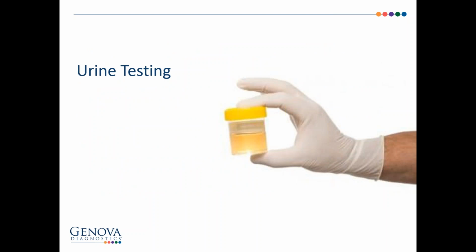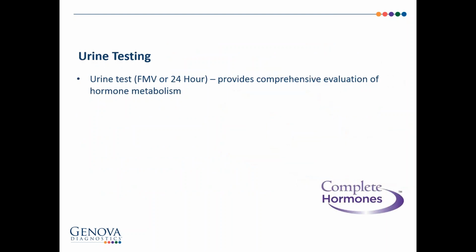That's kind of a gross picture, isn't it? So our urinary panel is called the complete hormones. Most of you already know this. It comes as a FMV, which is a first morning void urine test, or a 24-hour collection.